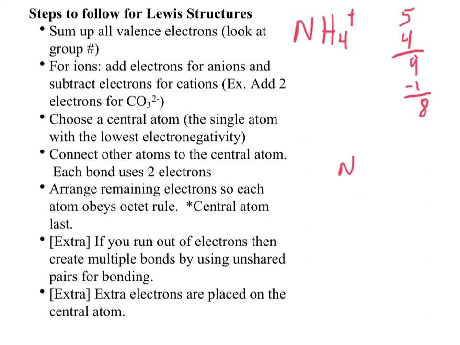We place nitrogen in the center, and let's connect that to the hydrogens. By connecting it to the hydrogens, we'll have 4 bonds, and that'll use up the remaining 8 electrons. The hydrogens do not need to obey the octet rule, since they only need to be surrounded by 2 valence electrons, and the 1 bond already satisfies that. We'll also double check the central atom, nitrogen. It should have an octet, and the 4 bonds do provide it with an octet.